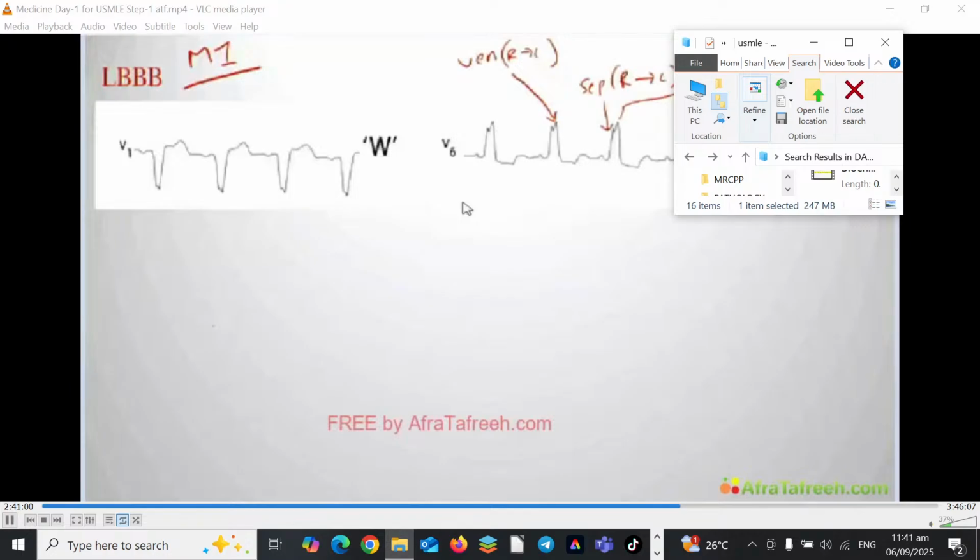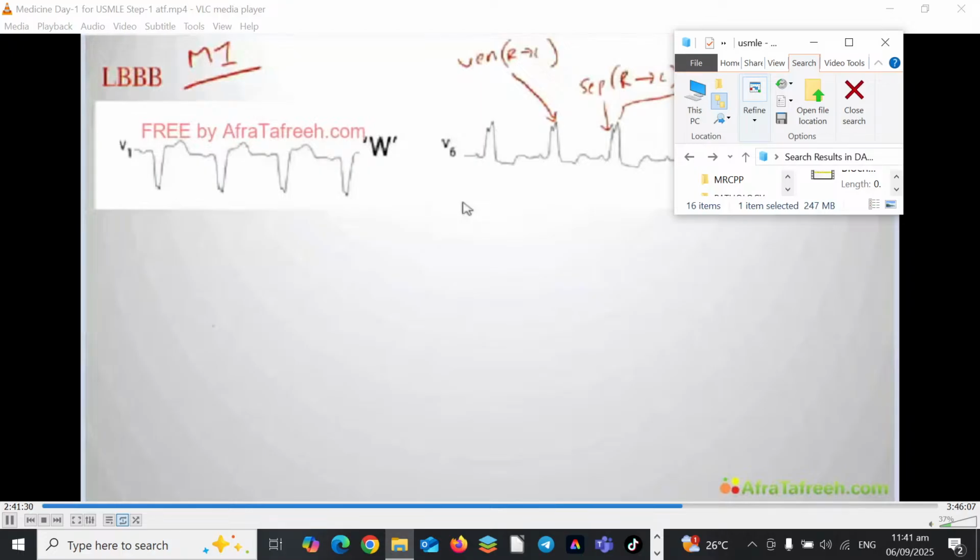Then we saw the rate. For the rate, we understood that the stylus does not move, the paper moves, and the rate is determined on the paper, which has large boxes and small boxes. The speed is 25 millimeters per second, and you have to divide 300 by the number of large boxes. So 300 divided by the number of large boxes will give you the heart rate.